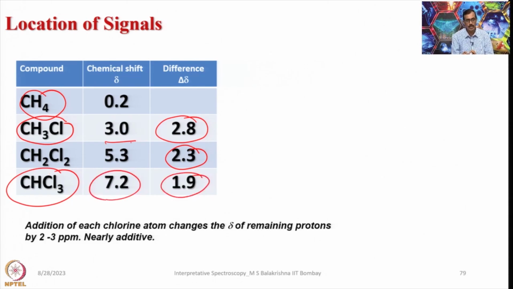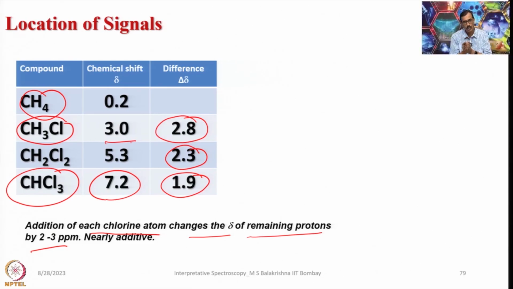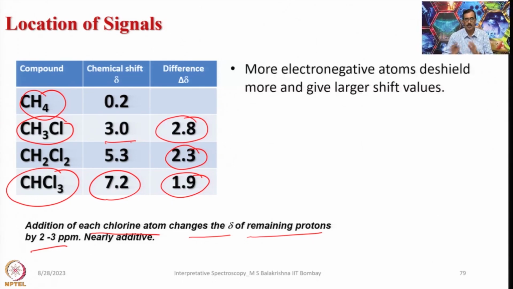That means addition of each chlorine atom changes the delta of remaining protons by 2 to 3 ppm. So that means it is additive here. You can see here, every time we are replacing one hydrogen by chlorine, the difference is increasing by about 2 to 3 ppm. That means it indicates nearly additive. So you should be able to check whether this holds good in case of all, or this is an exception. You can examine yourself. So that means more electronegative atoms de-shield more and give larger shift values.